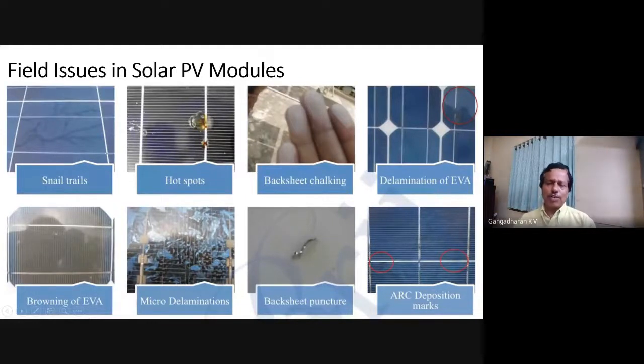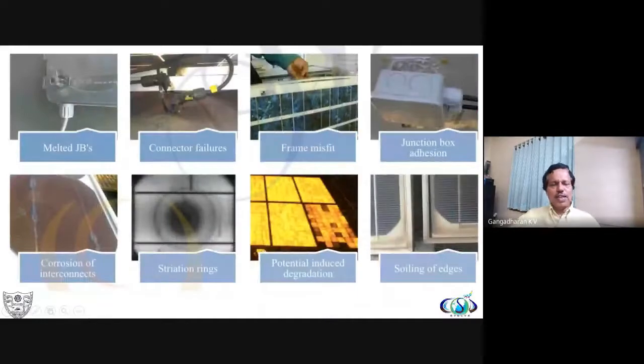While installing or when keeping things together, it can even do this: arc deposition on the cell. Then look at the melting of the junction box, either an excess heat in the system, or it could otherwise be a poor, less UV protected junction box. If you are using poor wires, that can also get affected.